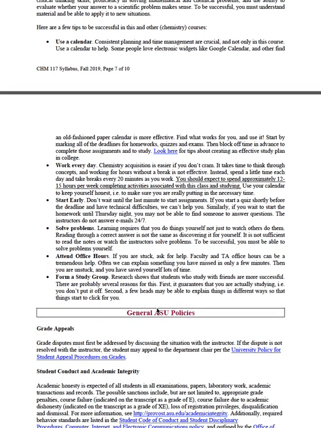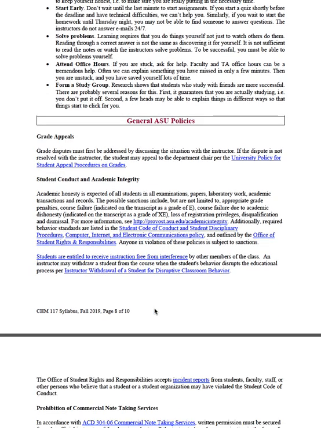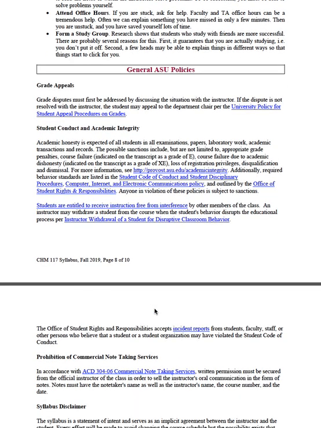The rest of the syllabus includes general information about ASU policies, like don't cheat, like who to go to if you're unhappy with your grade, or that you're not allowed to sell my notes, things like that. So please read through the rest of the syllabus on your own using the PDF copy on the website.